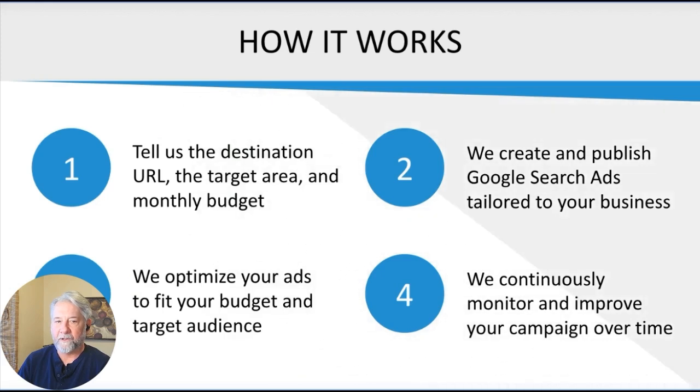Now, how it works is you simply tell the application the destination URL, meaning where do you want the traffic to go, the target area, and the monthly budget. And then the tool creates and publishes Google search ads tailored to your business. They create the keywords, they create the negatives, and they ask you to approve them, and then they go live. And then the AI will optimize your ads to fit your budget and your target audience. And it continually monitors and improves your campaign over time.